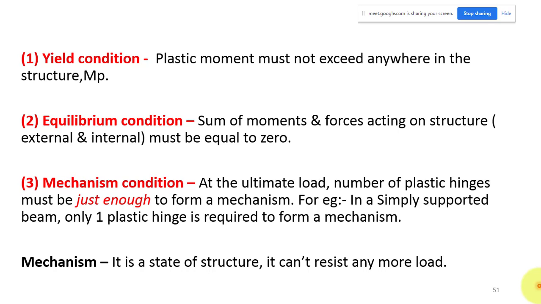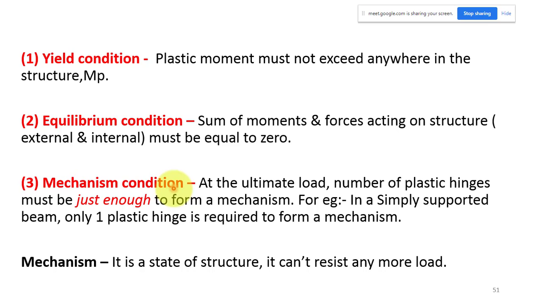So this we have already discussed. The plastic yield condition means your moment at any section should not exceed your Mp value. And then the equilibrium condition and the mechanism condition. The mechanism condition essentially means that at failure your structure must form a mechanism. Then only the failure should happen.